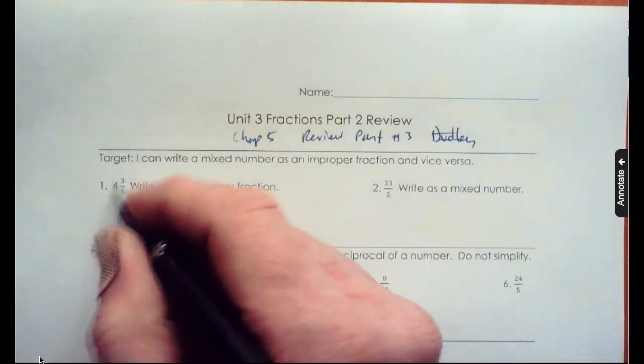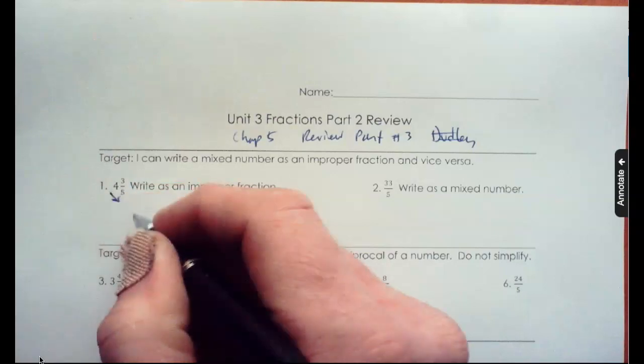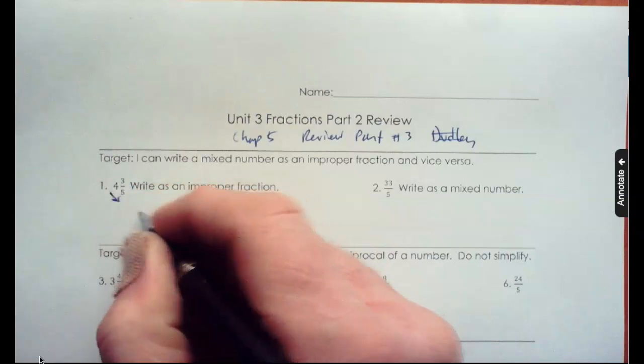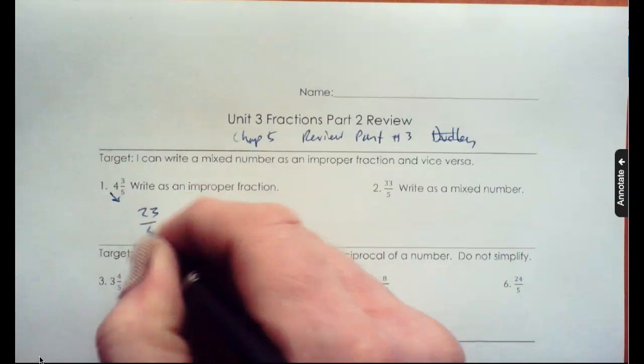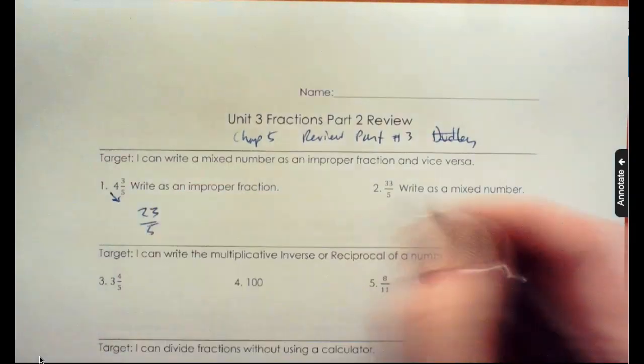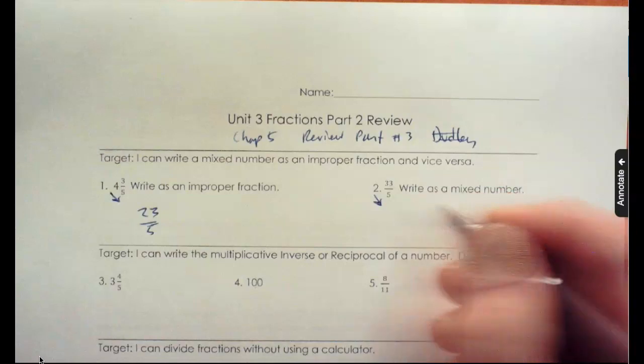Well, you simply multiply down. So 4 times 5 is 20, plus the 3 would make it 23 fifths. Same thing here. Multiply down. 33. Oops. Now we're writing this as a mixed number.